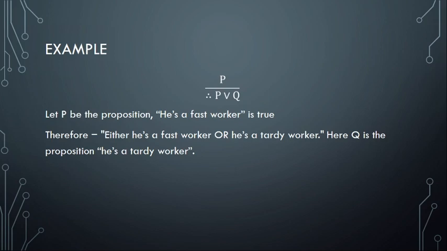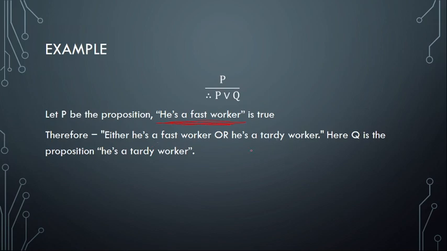Another example for better understanding. Let P be the proposition. The proposition P has the statement, he's a fast worker. Then it should be true, which means it is 1, or T. Therefore, either he's a fast worker or he's a tardy worker. Meaning, he is fast or slow at work.